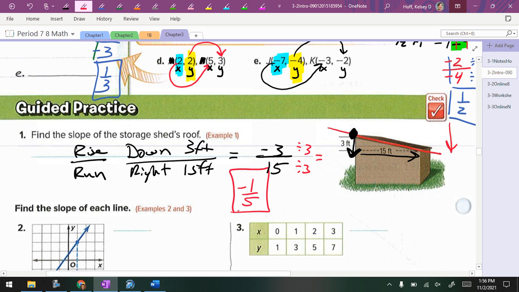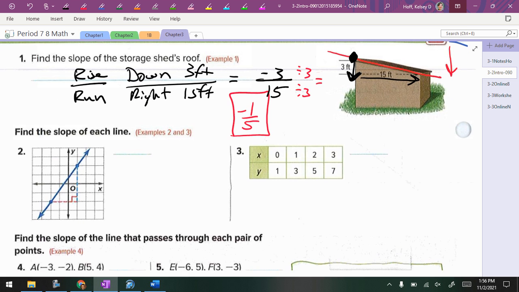You guys do 2 and 3. I'm going to draw you back in just a minute. Do 2 and 3. Just like B and C in our examples.